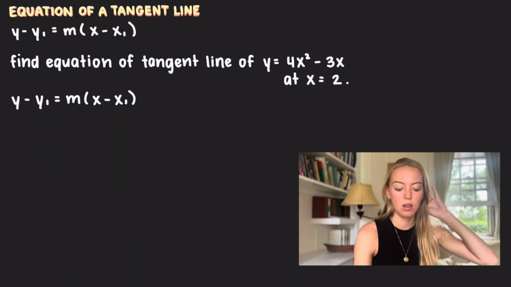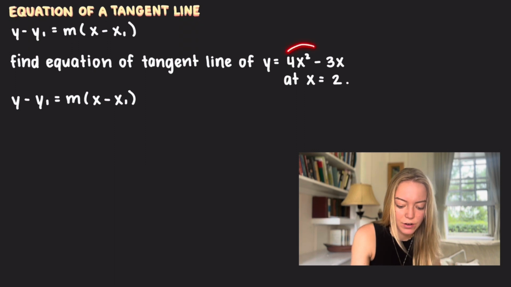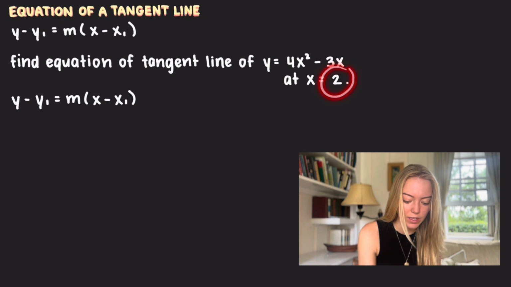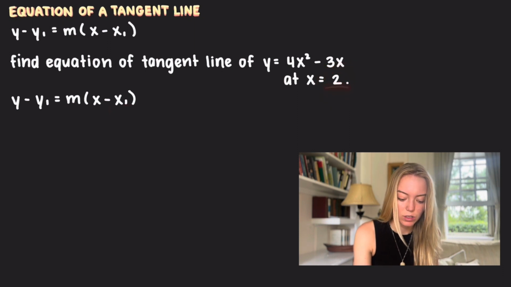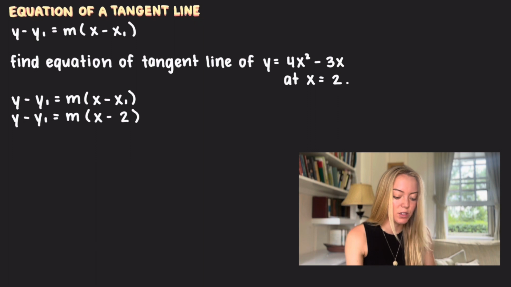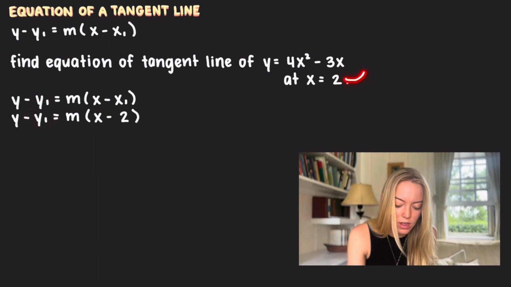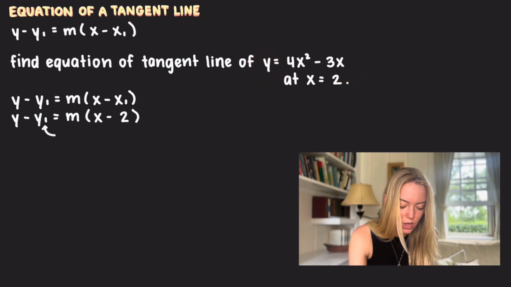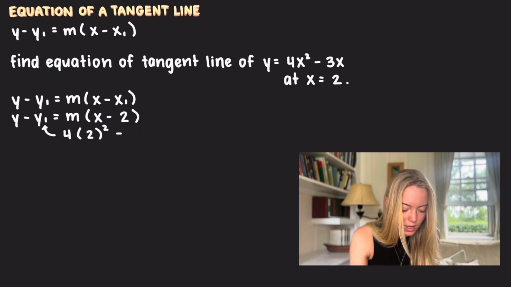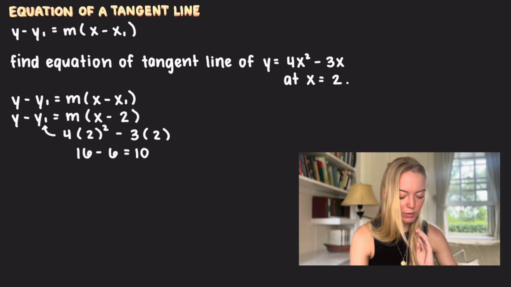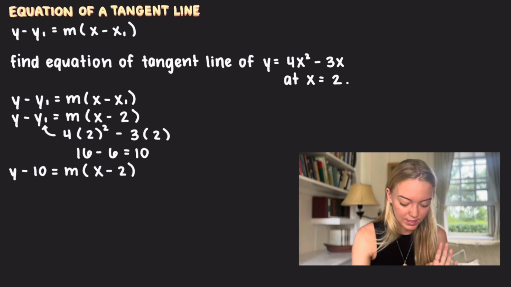Let's try another example. Okay, find the equation of the tangent line for this function at x is equal to 2. Well, our first step, we already have this x1 here. It's just going to be 2, so plug that in. Next step is we want to plug in something for y1. We do that by plugging our x value into the function and solving for whatever y gives you. So to solve for y1, it's going to be 4 times 2 squared minus 3 times 2. Okay, that's 16 minus 6, it's equal to 10. So our y1 is going to be 10.